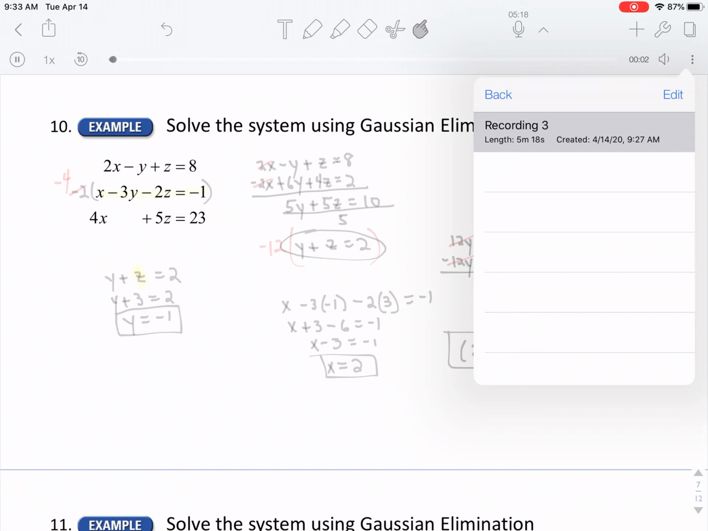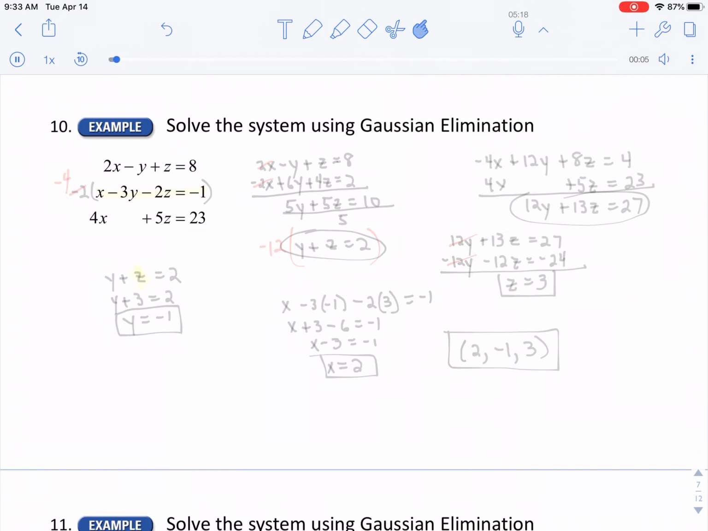This is section 6.3, problem number 10. We're not going to use Gaussian elimination and matrices to solve the system, just because it's a different way to solve the problem. On a test or a quiz, you can solve it any way you want. I don't want to teach you a different way of doing the same thing, so let's just review what we learned before.